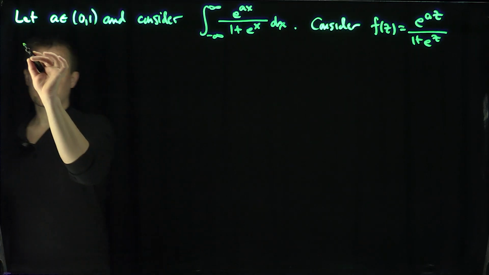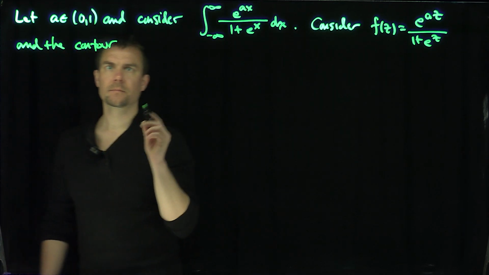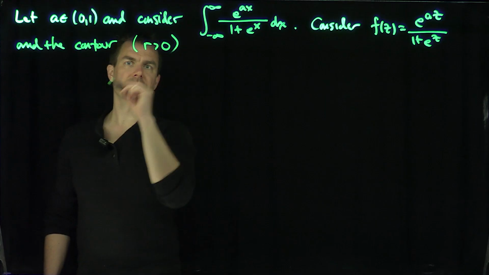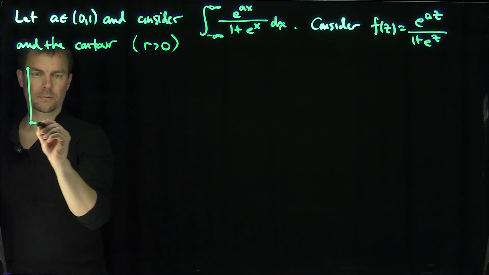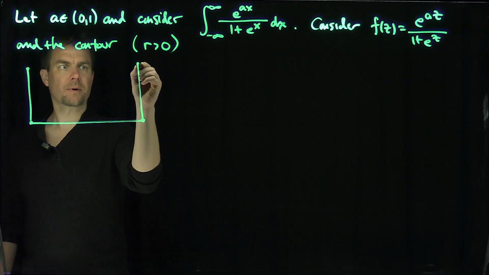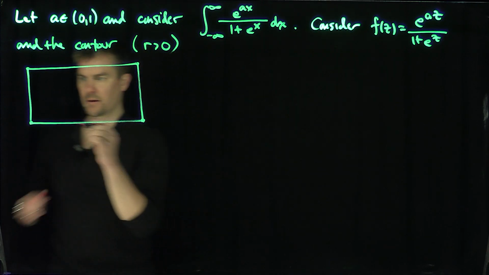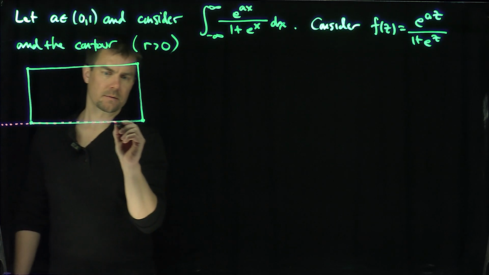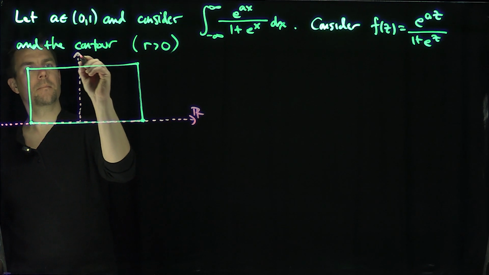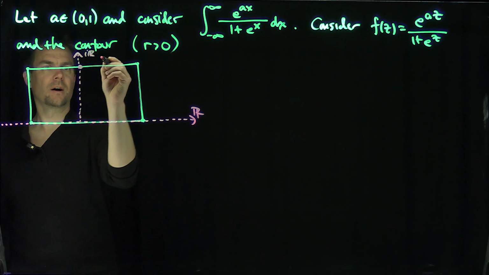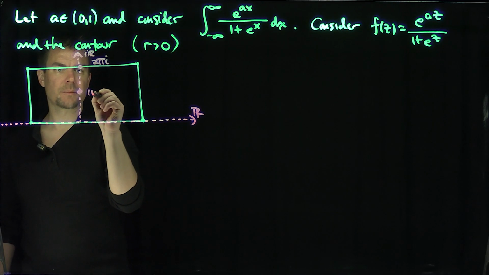And the following contour, where little r is just a number greater than 0. It's going to be a rectangular contour. Here's the imaginary axis, and here's the real axis. This is a height of 2 pi, so that point over there is 2 pi i. This point right over here, which is going to be important, is pi times i.